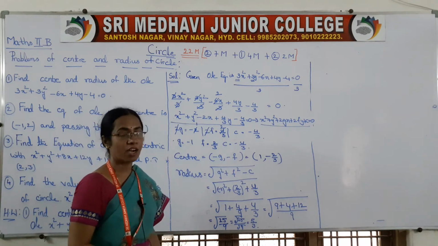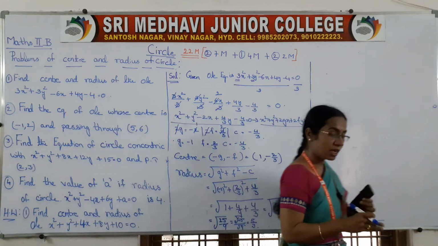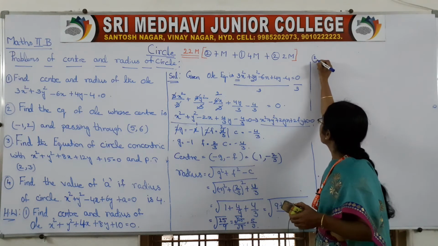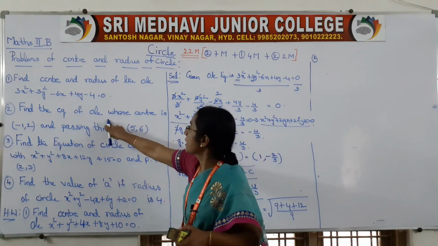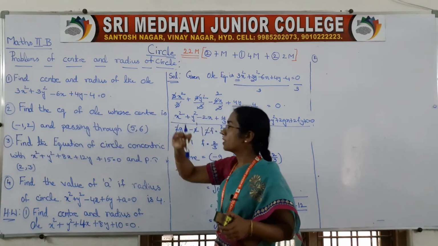Substitute and simplify, you will get your radius also. Now come to the next question. What is the second question? Read the second question. Find the equation of the circle whose center is (-1, 2) and passing through (5, 6).